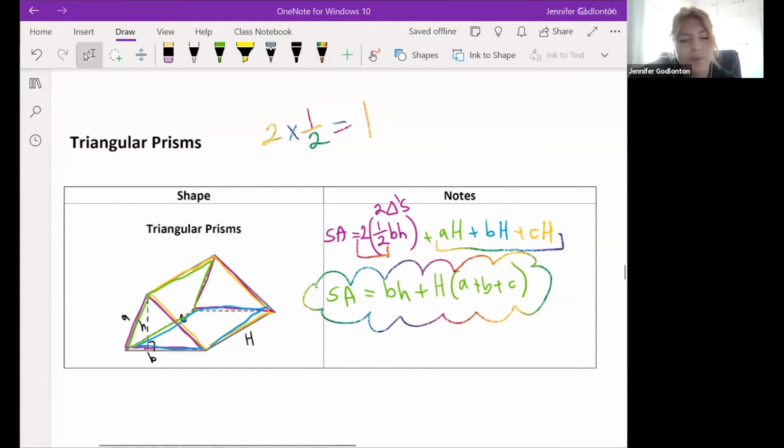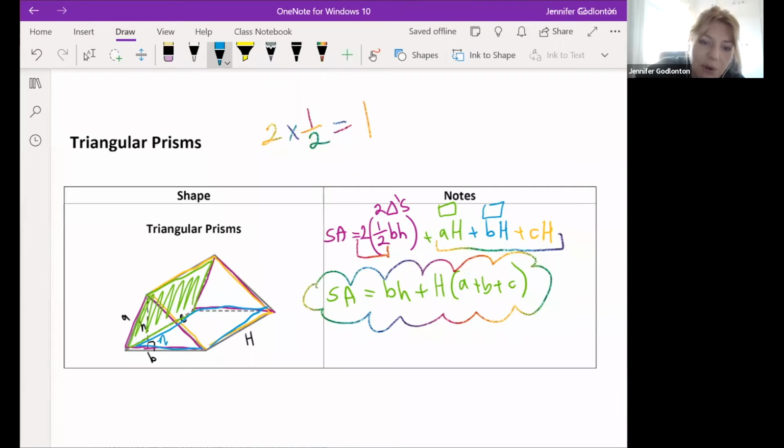Fatu, how can I help? Ma'am, I don't understand AH plus BH plus CH. So those are each working out each of the rectangles. That AH would be working out this rectangle over here. This BH, because we're working out the areas of each of them, that BH would be working out this bottom rectangle. And the CH would be working out this yellow rectangle that's on the top. Oh, okay. Thank you. So we've got the 2 triangles and then the 3 rectangles. Okay.